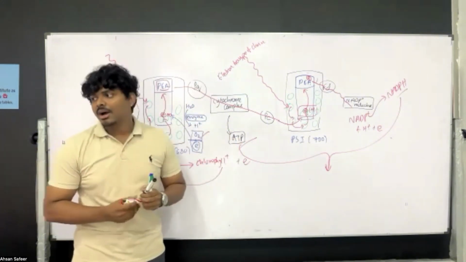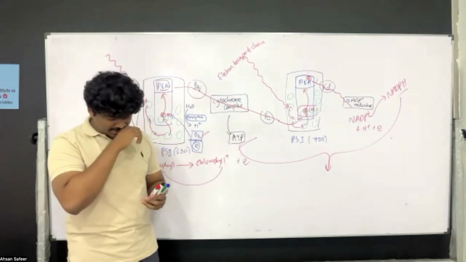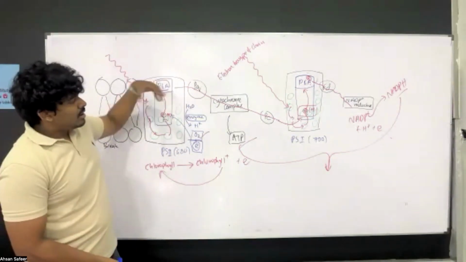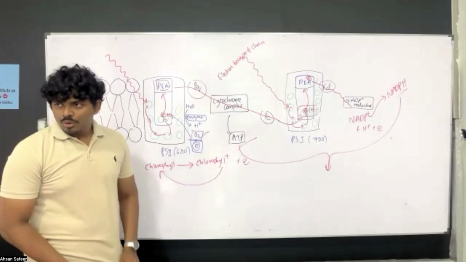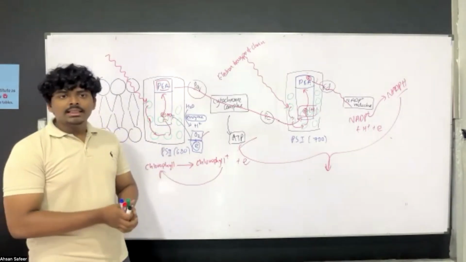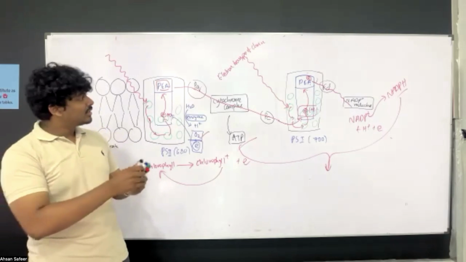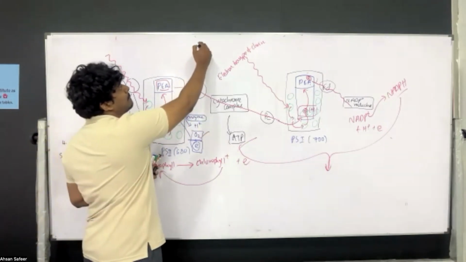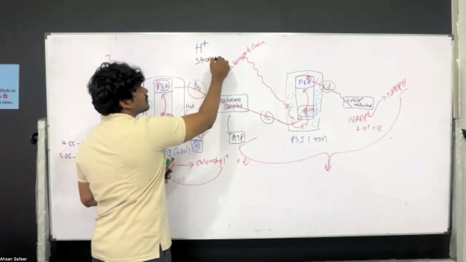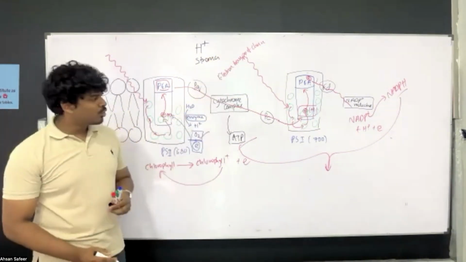So now I just told you that it synthesizes ATP. Let's see exactly how ATP is synthesized. This is extra information. Right? So as the electron is going from a high energy level to low energy level, it releases energy. That energy is used to pump in hydrogen ions from the stroma. Now, how do you find the stroma here?